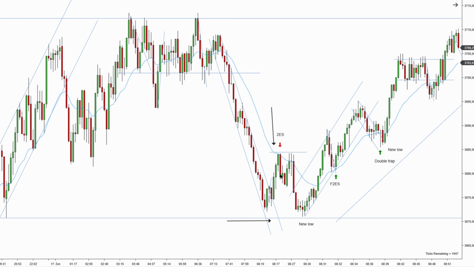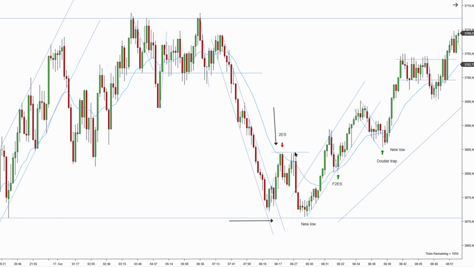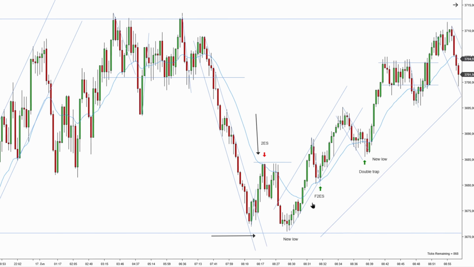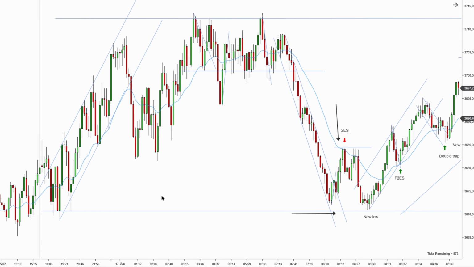Had you entered at the very close of the bar, you would have had to ride this out, but you guys can see you would have still survived because you would have kept your stop loss one tick above the signal bar, and you would have survived just by one single tick. So you would have had to ride this out, but eventually price action worked, and notice the market created a new low, new extreme. So the trendline rule is fulfilled.